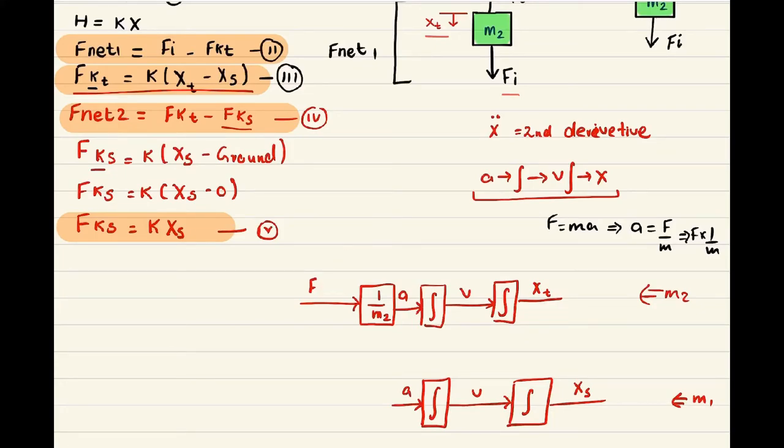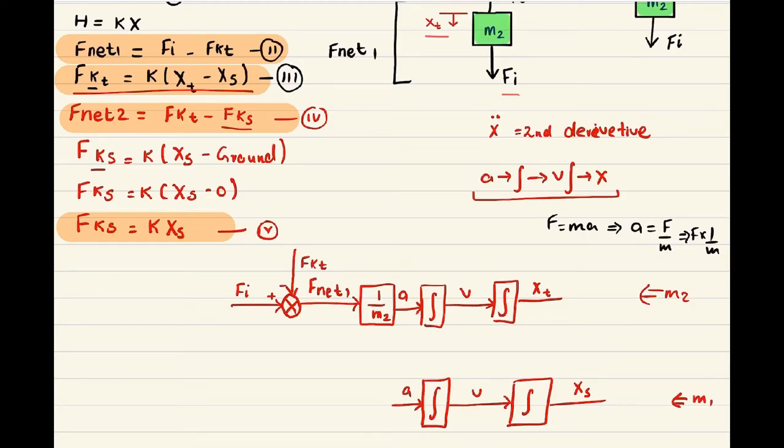From here, we are just going to write down this name Fnet1, and we know Fnet1 is actually the sum of two forces, which is Fi minus Fkt. So I'm just going to insert a positive Fi and minus Fkt.